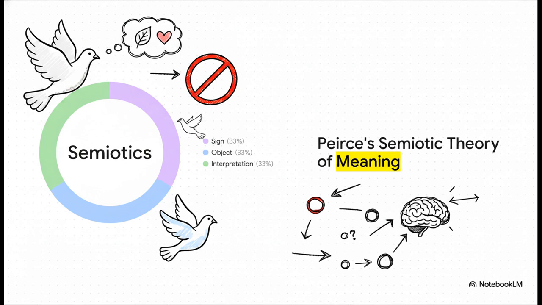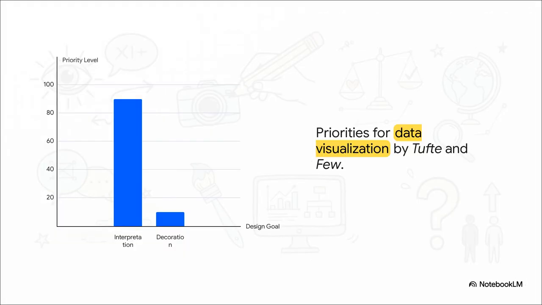Meaning doesn't live in the red circle. It happens in our interpretation of it. Now, when we take this semiotic theory and apply it to hard data, the rules get incredibly strict. Based on the foundational theories of Edward Tufte and Stephen Few, when you're using charts, like bar charts, line graphs, or pie charts, the ultimate priority must always be accurate interpretation. Period. Visual decoration should be practically non-existent.